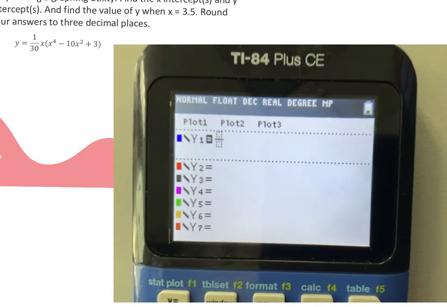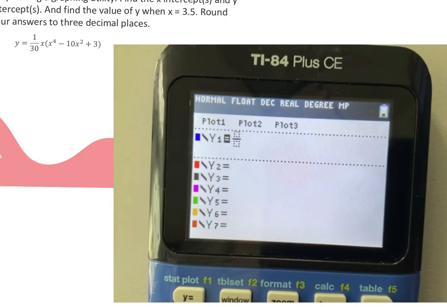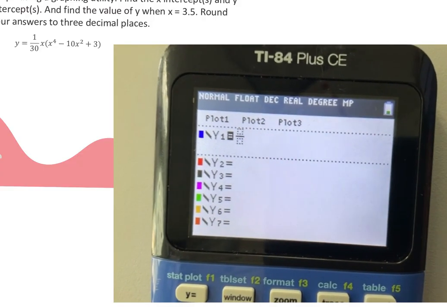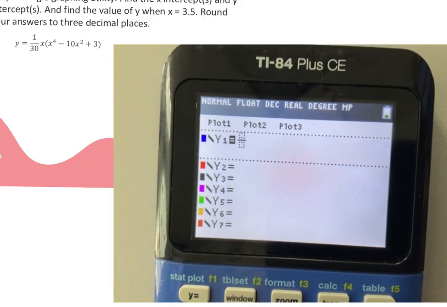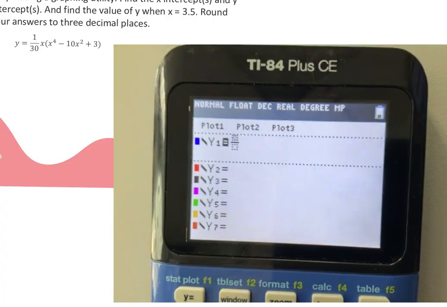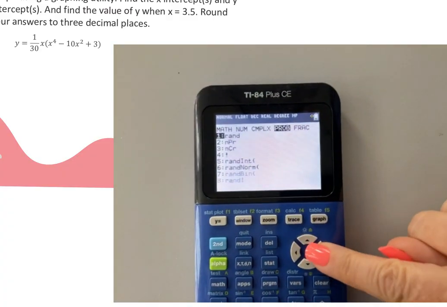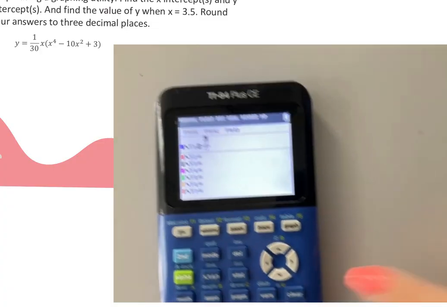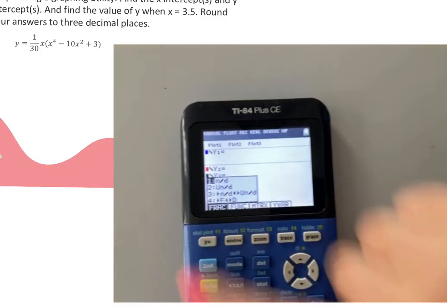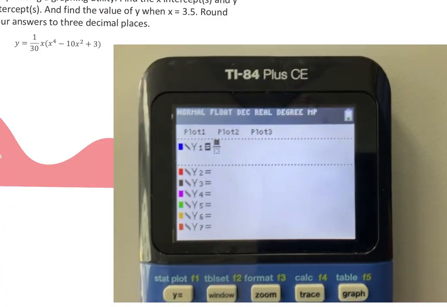Yes, I could have opened parentheses, done 1 divided by 30, closed my parentheses. And on this, not that big of a deal. When we get to rational functions, you want to know how to stack your fractions, okay? The backup to the backup is math, arrow over to fractions, hit that top line, okay? But alpha, y equals, or that shortcut key is your friend.